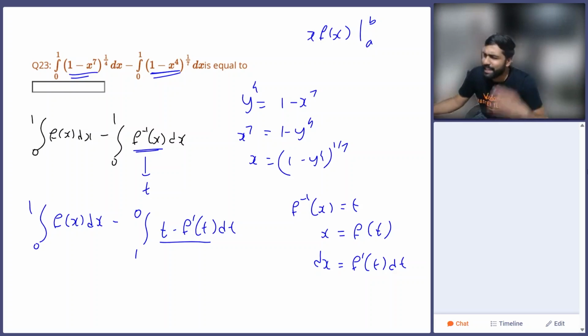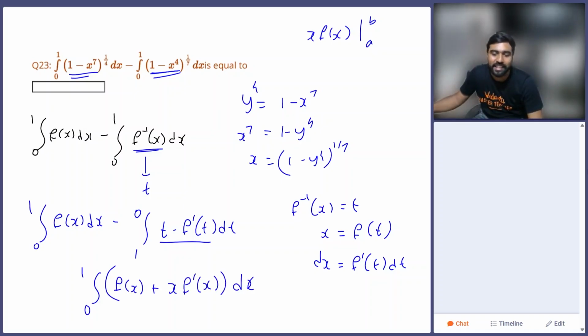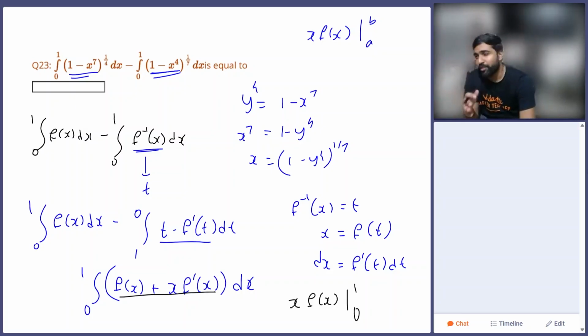Now this entire place, instead of t, I will replace with x, and this minus sign I can flip as 0 to 1 plus. So I'll get integral 0 to 1 f of x plus x into f dash of x dx. Now what is this f of x plus x into f dash of x? That is nothing but the derivative of x into f of x. So integral of x into f of x ka derivative will be nothing but x into f of x from 0 to 1. So what does this give you? 0, sorry, f of 1 minus 0, f of 1 is equal to 0. So the answer will also be equal to 0.